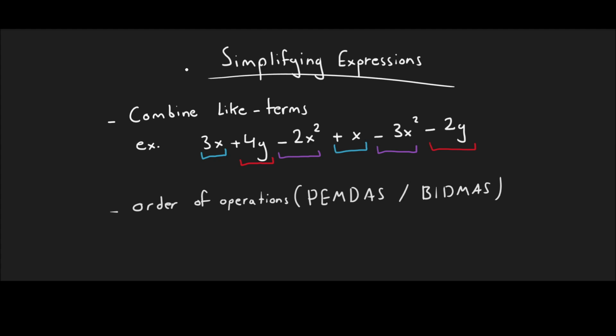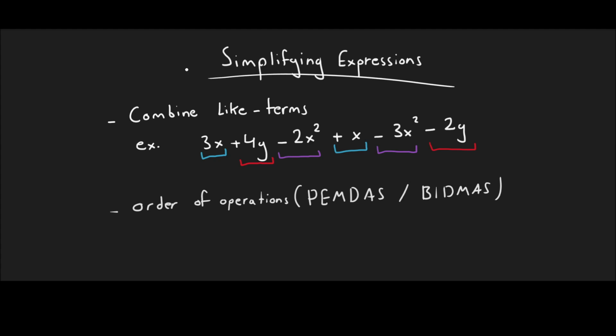simplify it. So if we have the following expression, which is 3x plus 4y minus 2x squared plus x minus 3x squared minus 2y. We can see in this expression, we have three terms, which are the x, the y, and the x squared. So we can only add the x term with another x term, and likewise, we can only add the y with another y term, and the x squared term with the x squared term.